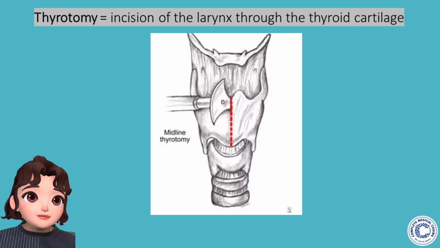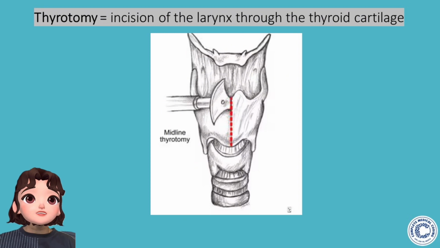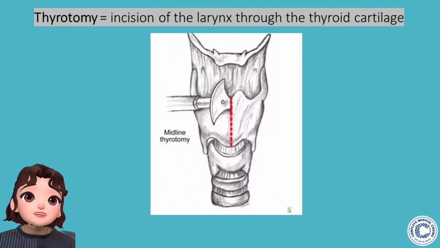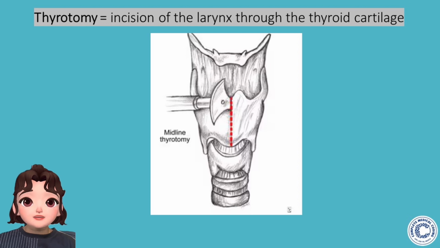Now, thyrotomy, an incision of the larynx through the thyroid cartilage. You can see the midline thyrotomy. There an incision will be made in the thyroid area, the thyroid cartilage. An incision of the larynx, and that procedure is called thyrotomy.